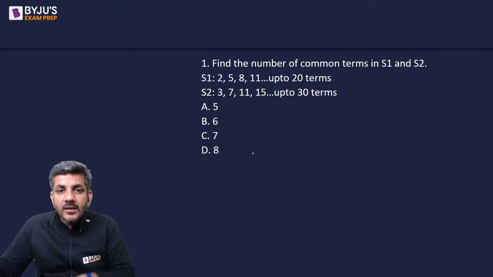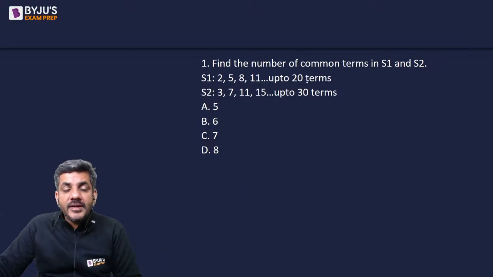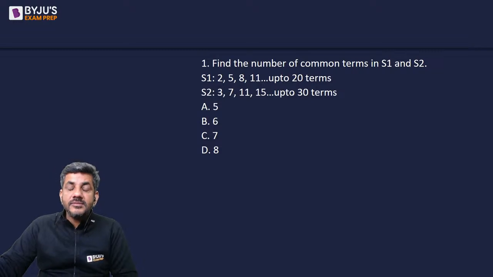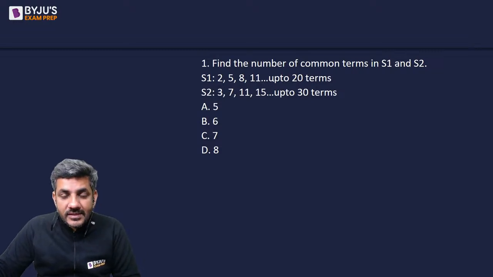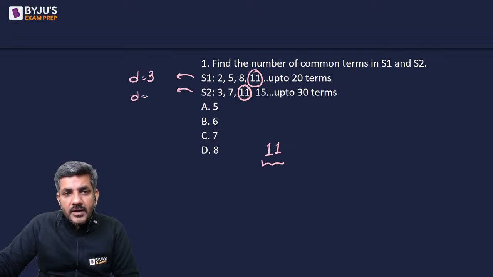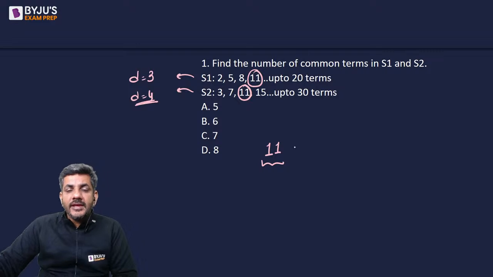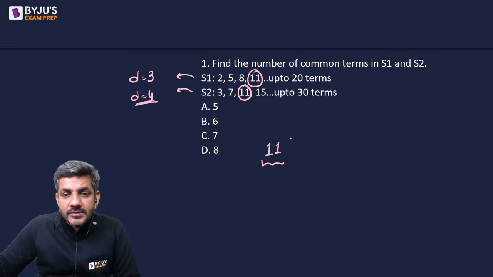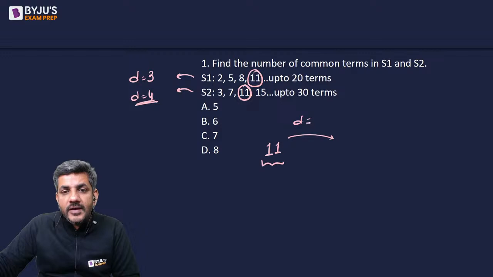It says S1 has 2, 5, 8, 11 up to 20 terms, and 3, 7, 11, 15 up to 30 terms is S2, and these are two AP series. So first of all, I'll see the first common term in the two, and that first common term is 11. As you can see over here, 11 is a common term in both the series. This first series has a common difference of 3. The second series has a common difference of 4. So the series in which I'm looking for common terms will have a common difference of the LCM of 3 and 4, that is equal to 12.